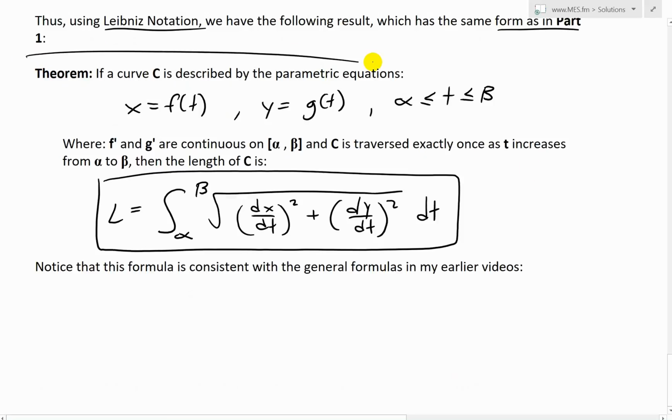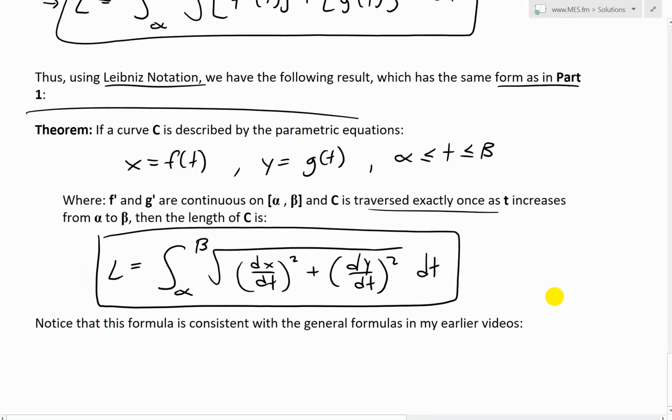If a curve C is described by the parametric equations x equals f of t, y equals g of t, where t is between alpha and beta, where f prime and g prime are continuous on alpha to beta, and C is traversed exactly once, so we don't have to go back and forth, as t increases from alpha to beta, then the length of C, the curve, is equal to the integral from alpha to beta of square root.